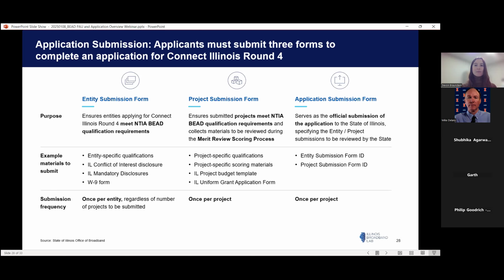Part two, we have a project submission form. So you'll submit the project submission form for as many projects that you want us to score. This form will be linked to your entity using that ID that you're given. And it'll ask for information like your budget, your network designs, anything specifically related to that project, not to your entity. So if you're applying for 10 different projects, you can submit 10 different project submission forms.